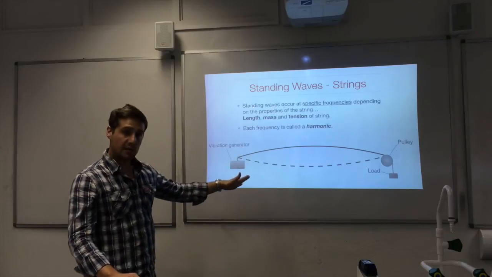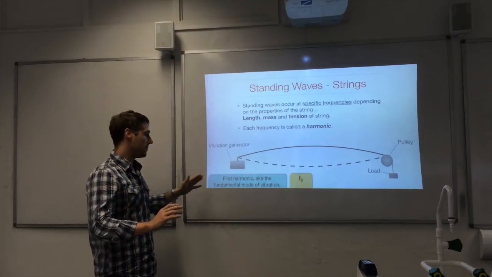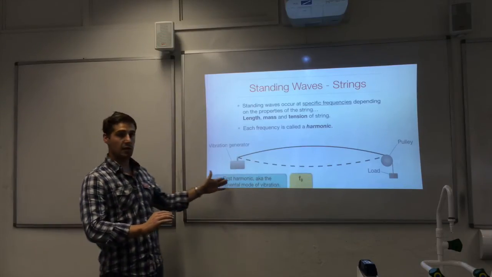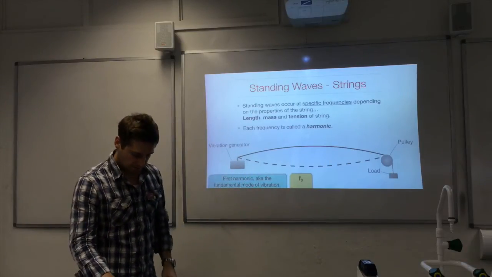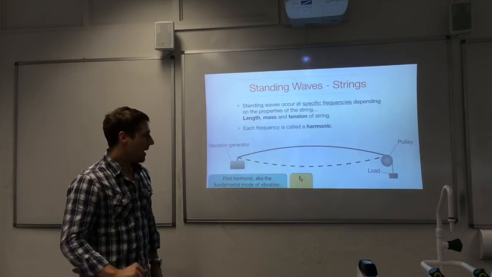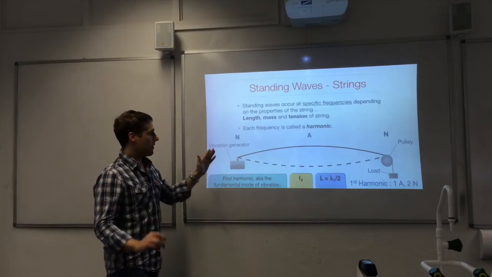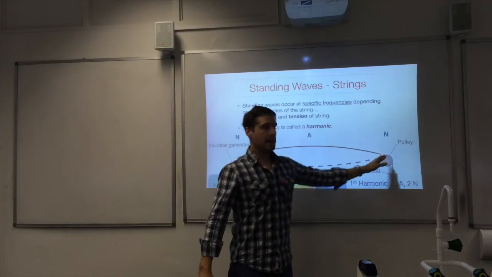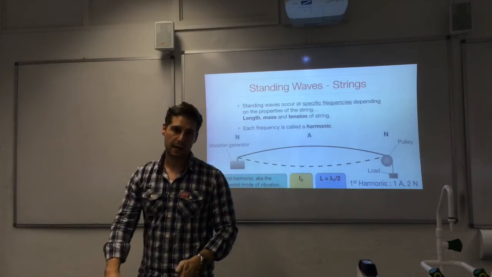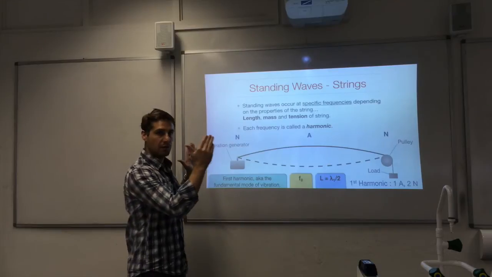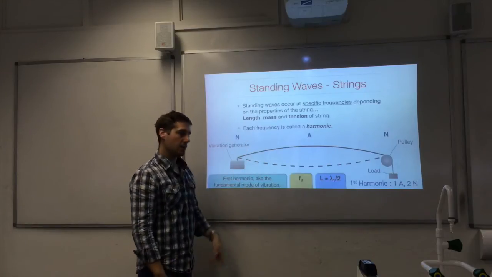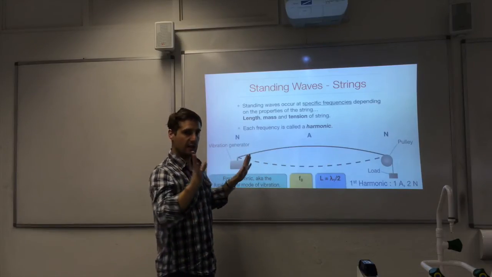Right, this standing wave is called the fundamental mode of vibration. It's the first harmonic, and that occurs at a frequency we'll call F0. And there are nodes here and here, so you always have nodes at the end. So the fundamental mode of vibration occurs when you just have two nodes at the end and then an antinode in the middle. So that's the conditions for strings.